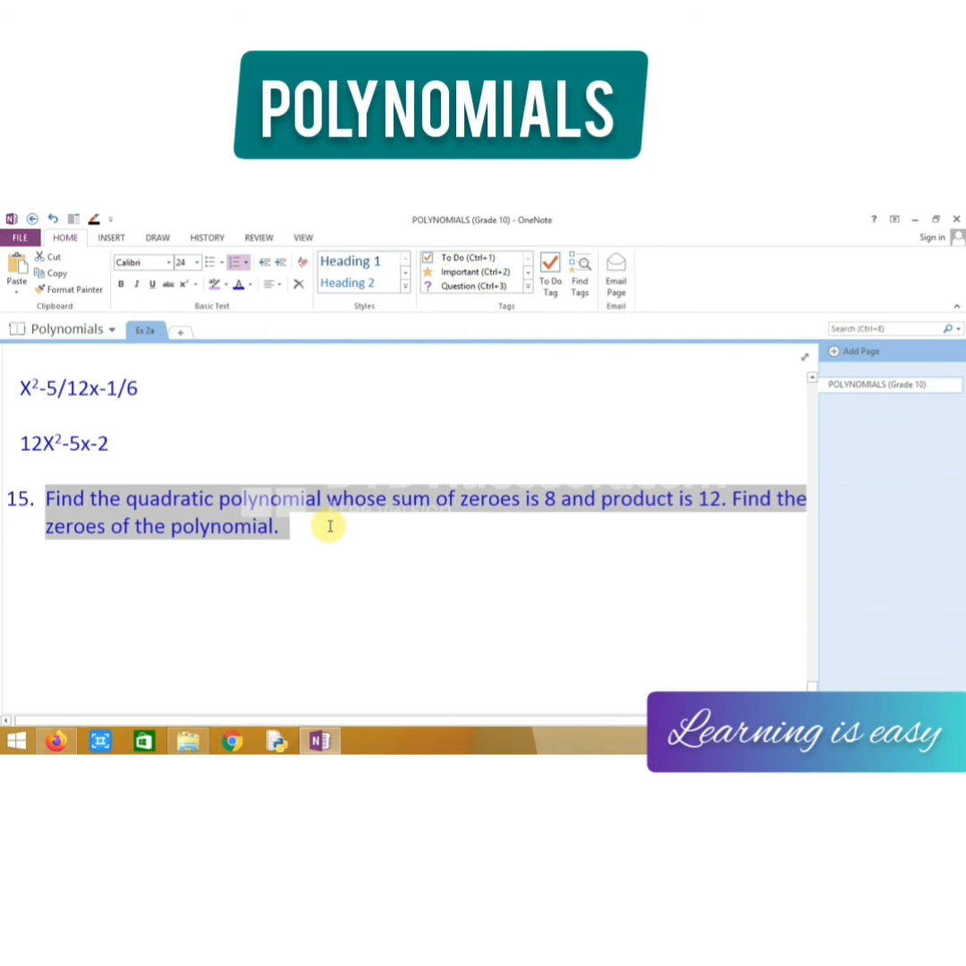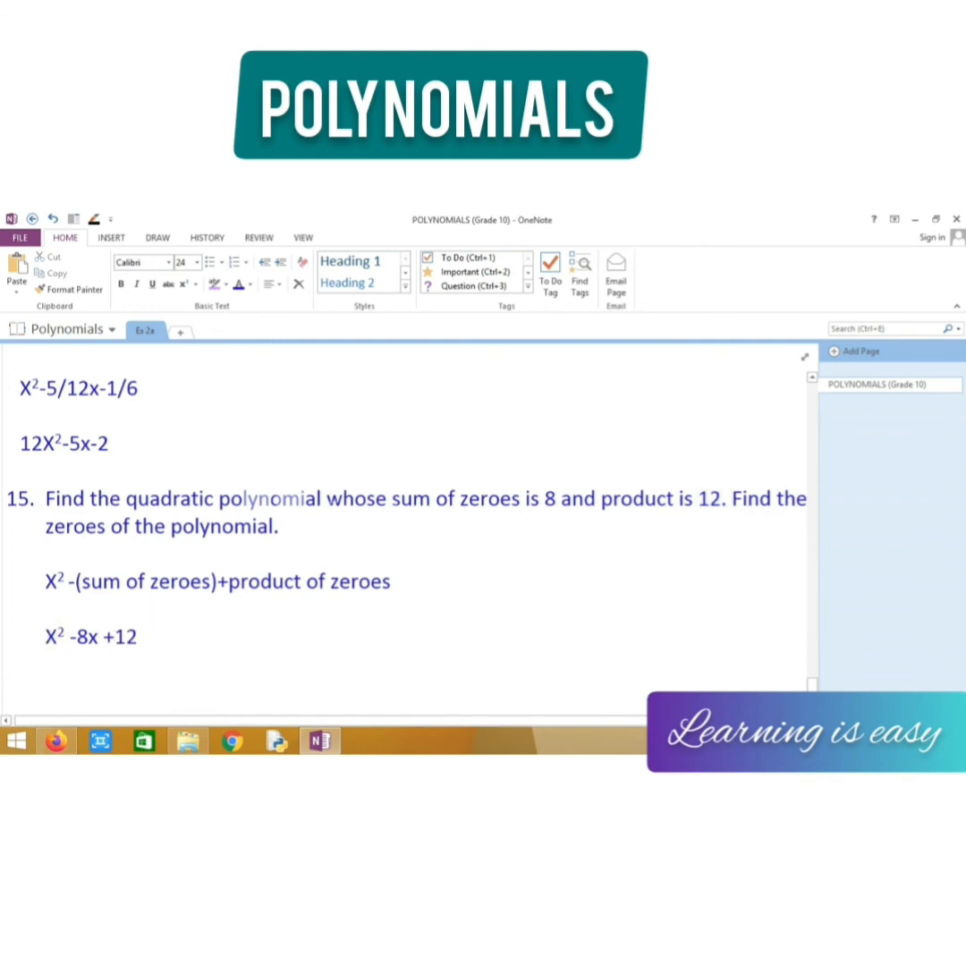Next, find the polynomial whose sum is 8 and product is 12. So here the question is different. The sum is 8, which is minus b by a, which is mapped in the quadratic equation in the way x square minus sum of zeros x plus product of zeros. So the sum is already given as 8, minus of minus 8x, plus 12, which is the constant value.